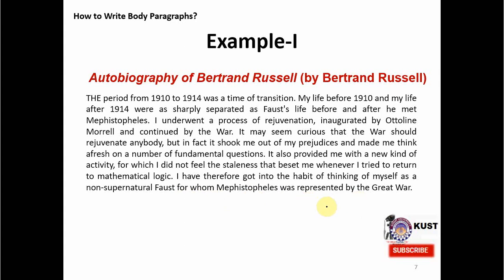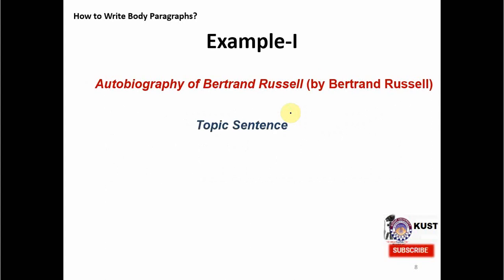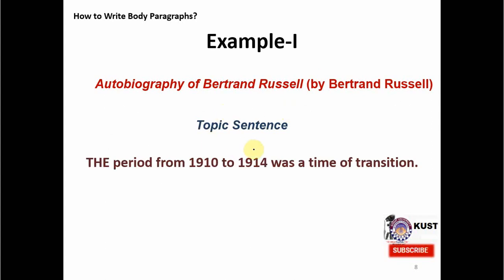So this is the paragraph, and now we have to look into it and search for the structure we have already introduced. If you look at the first sentence, the period from 1910 to 1914 was a time of transition, as I have made it more explanatory here, this is a kind of topic sentence, because Bertrand Russell has introduced the claim that this was the time of transition of his life. So this is the claim he has made at the very beginning of a paragraph.